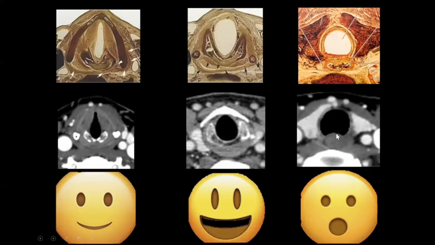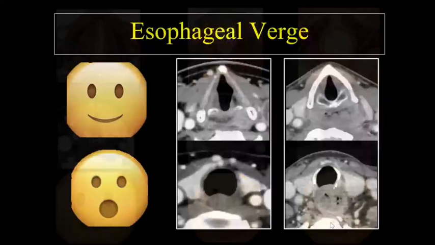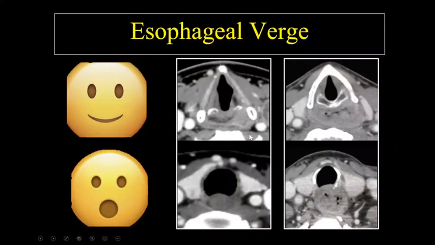Then more inferiorly, on the right-hand side, we can see the normal appearance of the cervical esophagus, and based on our emoji, that's like the surprise emoji, right? So it looks just like a circle. So if you remember a nice thin smile, that's the normal hypopharynx. Once the smile starts to get bigger, that's the esophageal verge, and eventually it turns into a big O. So how do we use this clinically?